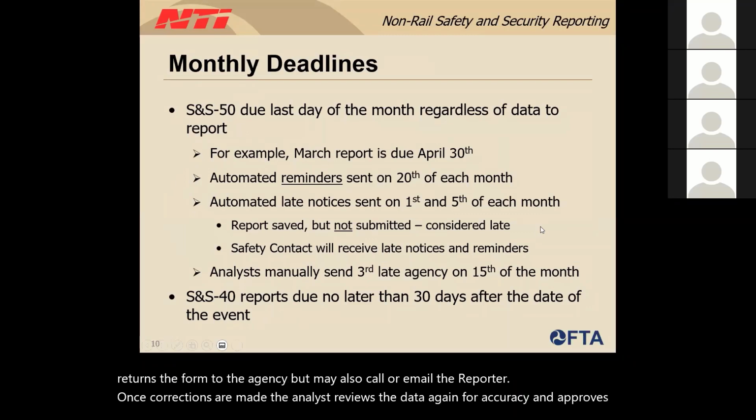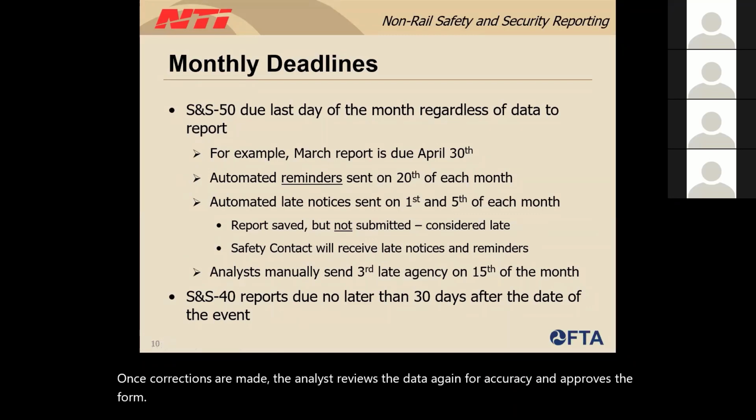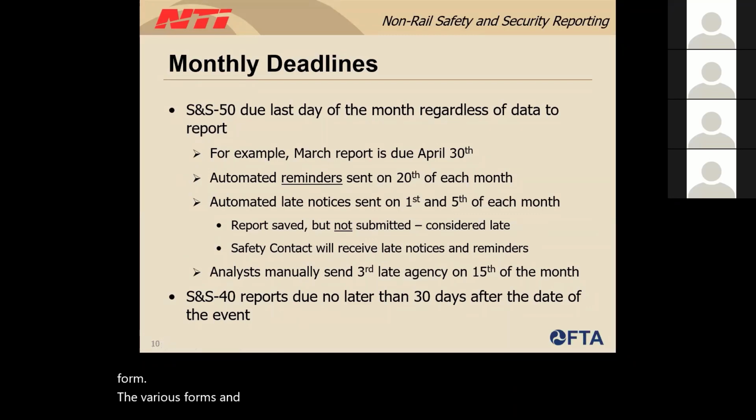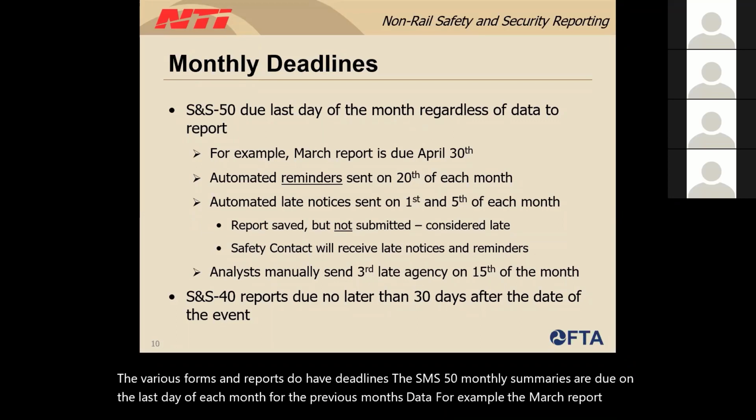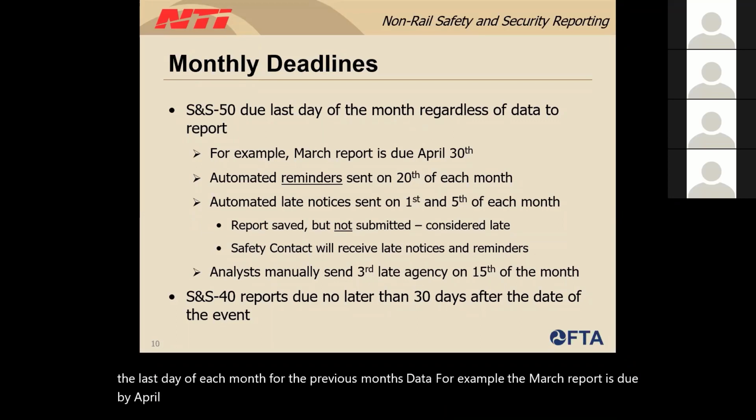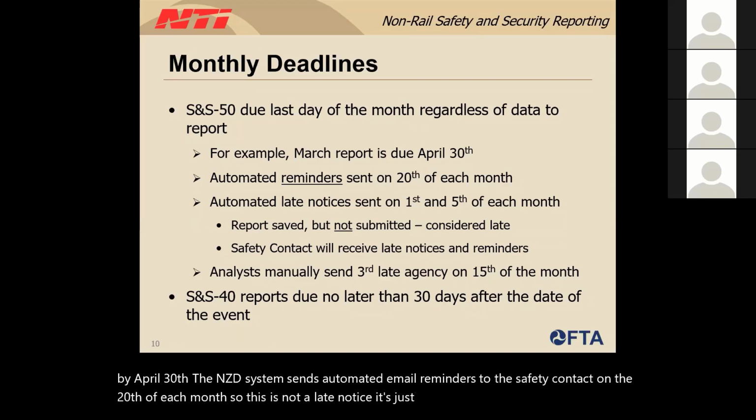The various forms and reports do have deadlines. The SNS 50 monthly summaries are due on the last day of each month for the previous month's data. For example, the March report is due by April 30th. The NTD system sends automated email reminders to the safety contact on the 20th of each month. So this is not a late notice, it's just a reminder to report.